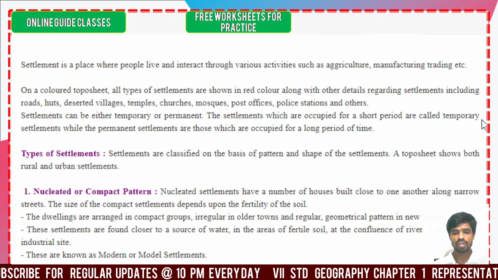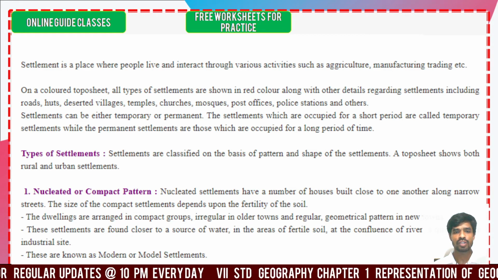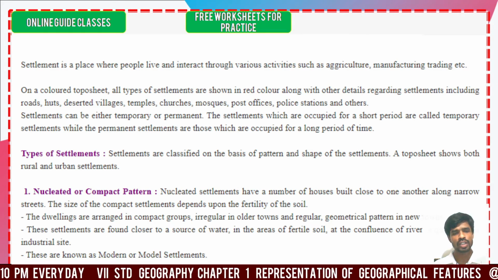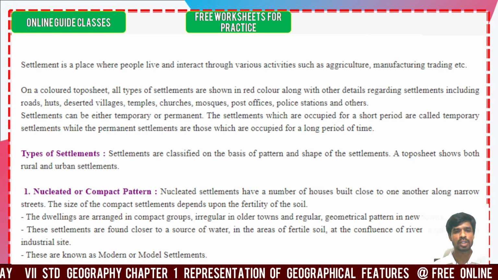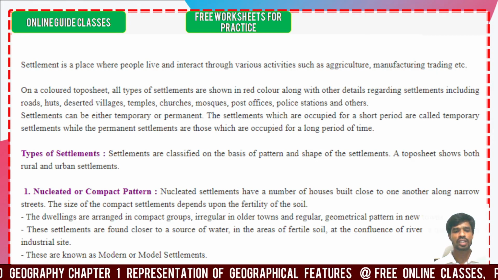Now let's go to the patterns of settlements. Patterns are nothing but designs. Now there are three types of settlements mentioned in your textbook, my dear friends. Nucleated settlement, also called compact settlement, the second one is dispersed settlement or scattered settlement, and the third one is linear settlement.